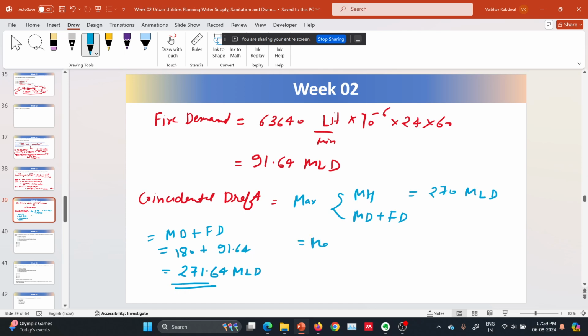So let's write it like this. 271.64 is out of 270 and 271.64 MLD. So this is the coincidental draft. Fine.